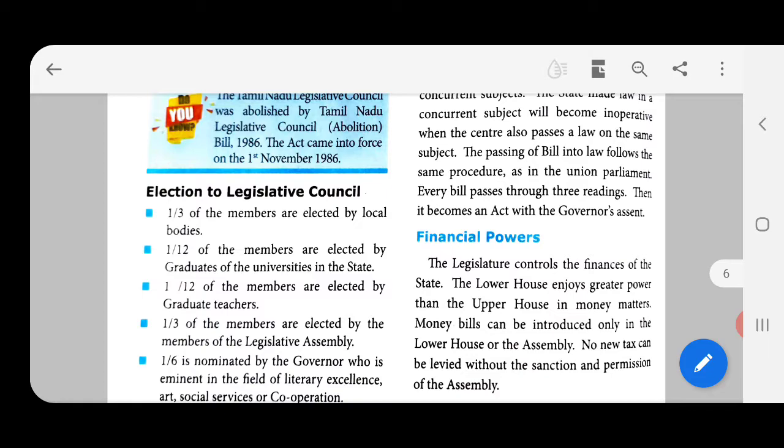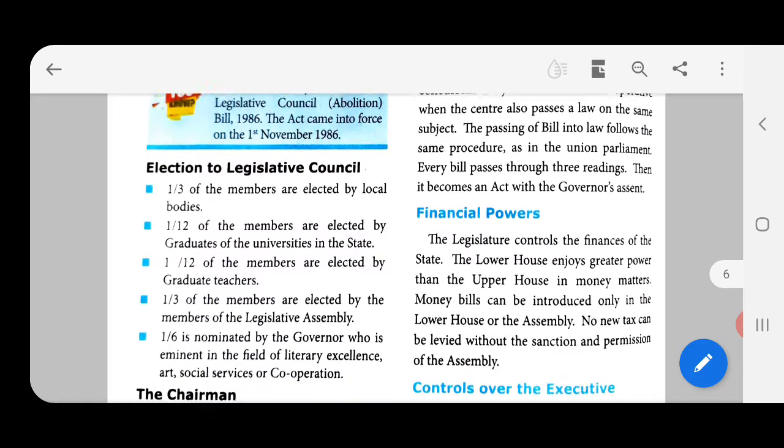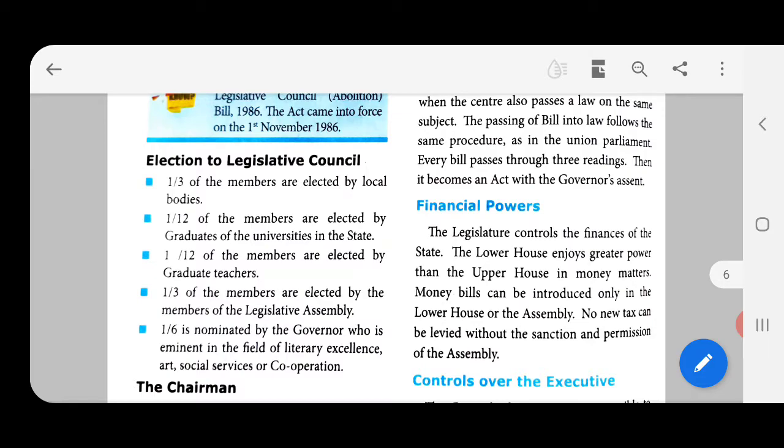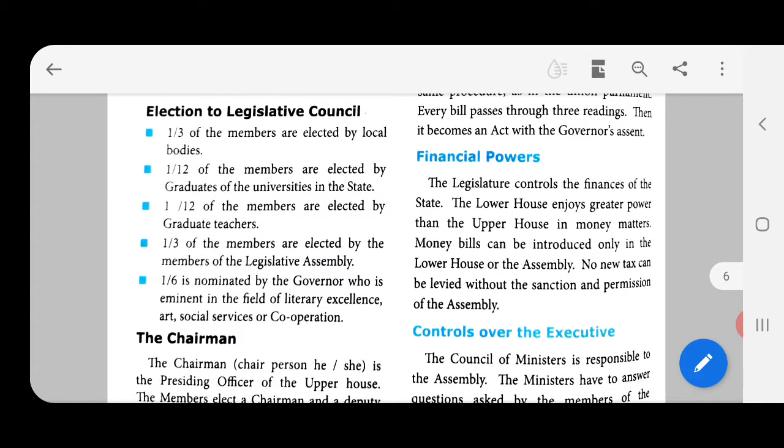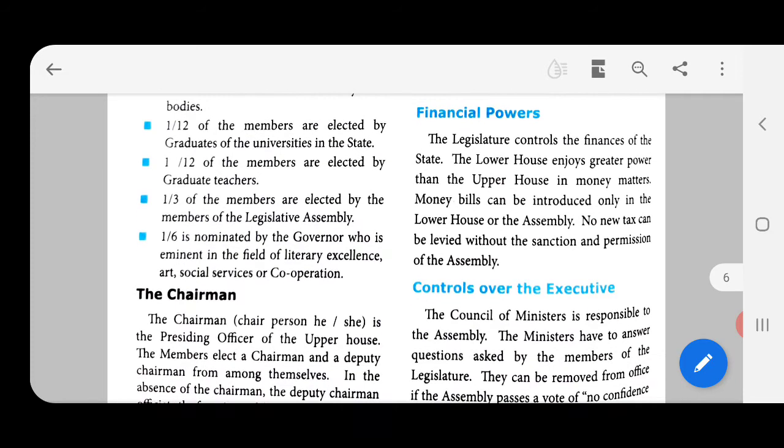Every bill passes through 3 readings. Then it becomes an act with the governor's assent. So any bill that is being submitted has to be accepted by at least 3 rounds. Then it becomes a bill, becomes an act by who has to give the final authorization? It is the governor.